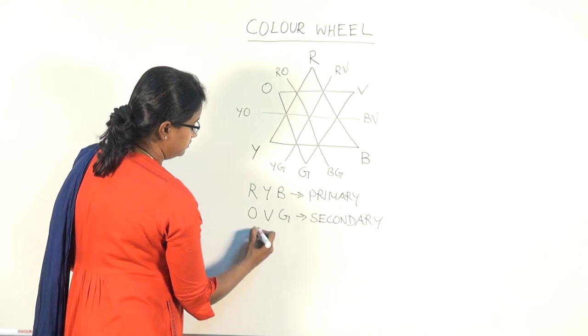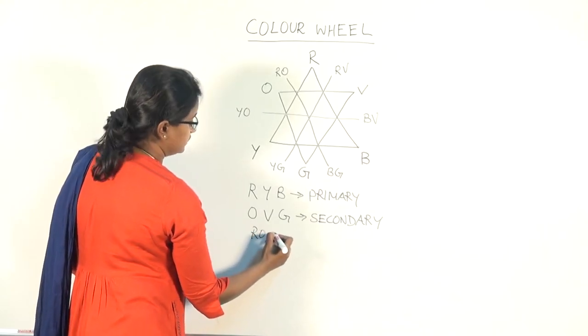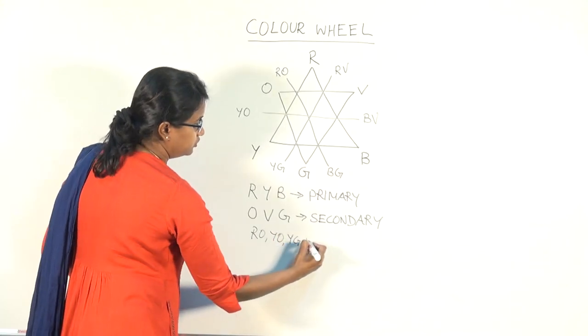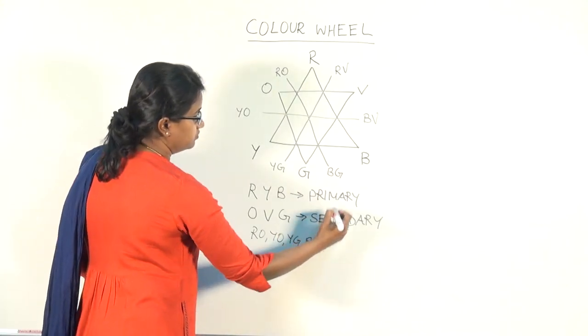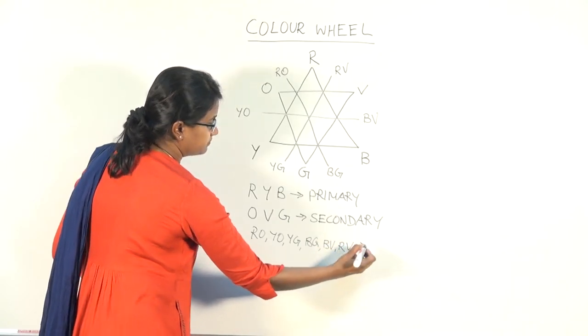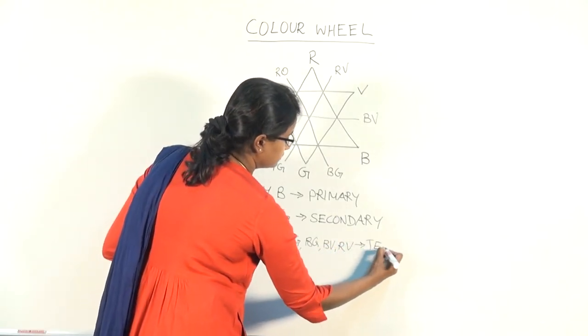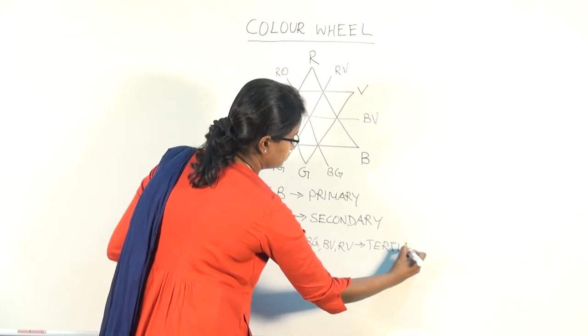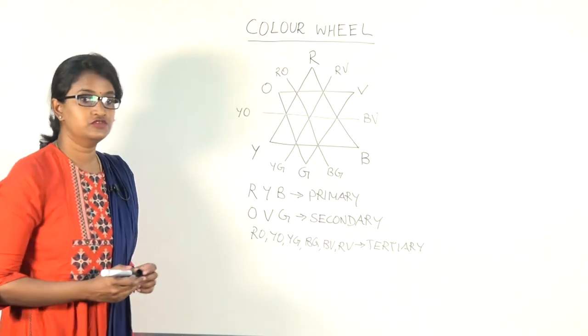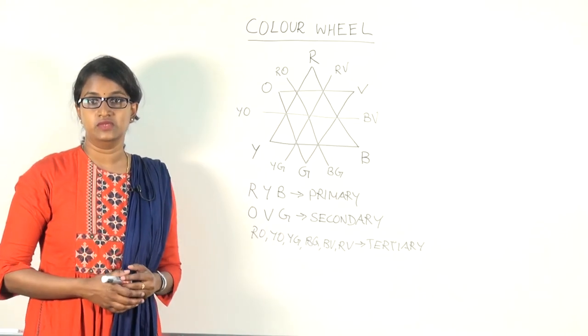So red orange, yellow orange, yellow green, blue-green, blue-violet and red-violet form the tertiary colors. This is the simplest form to draw a color wheel.